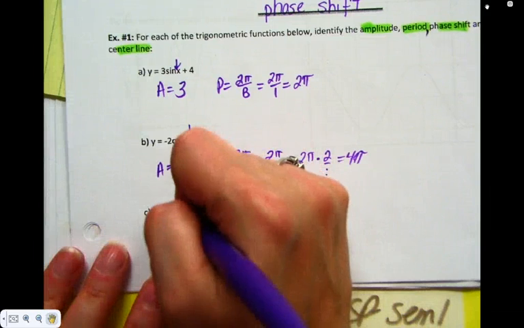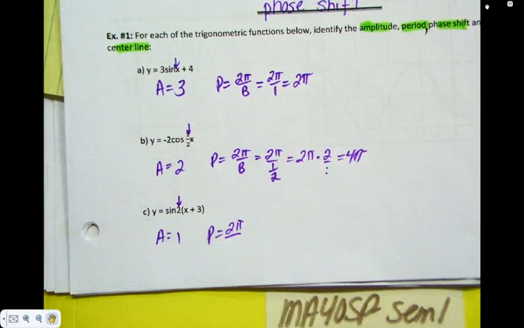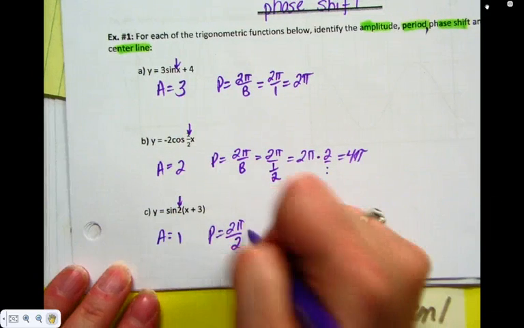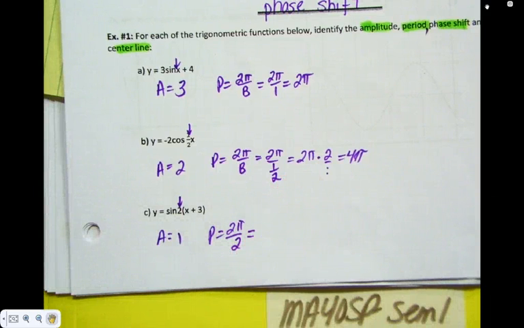The b-value is the guy tucked between the function and the variable. So this is going to be 2 pi divided by 2. So the period's going to be pi, which again should make sense because that's a horizontal compression. So we've taken the normal period and smushed it in half as far. So we're going from 2 pi to pi, AKA, or 360 to 180.